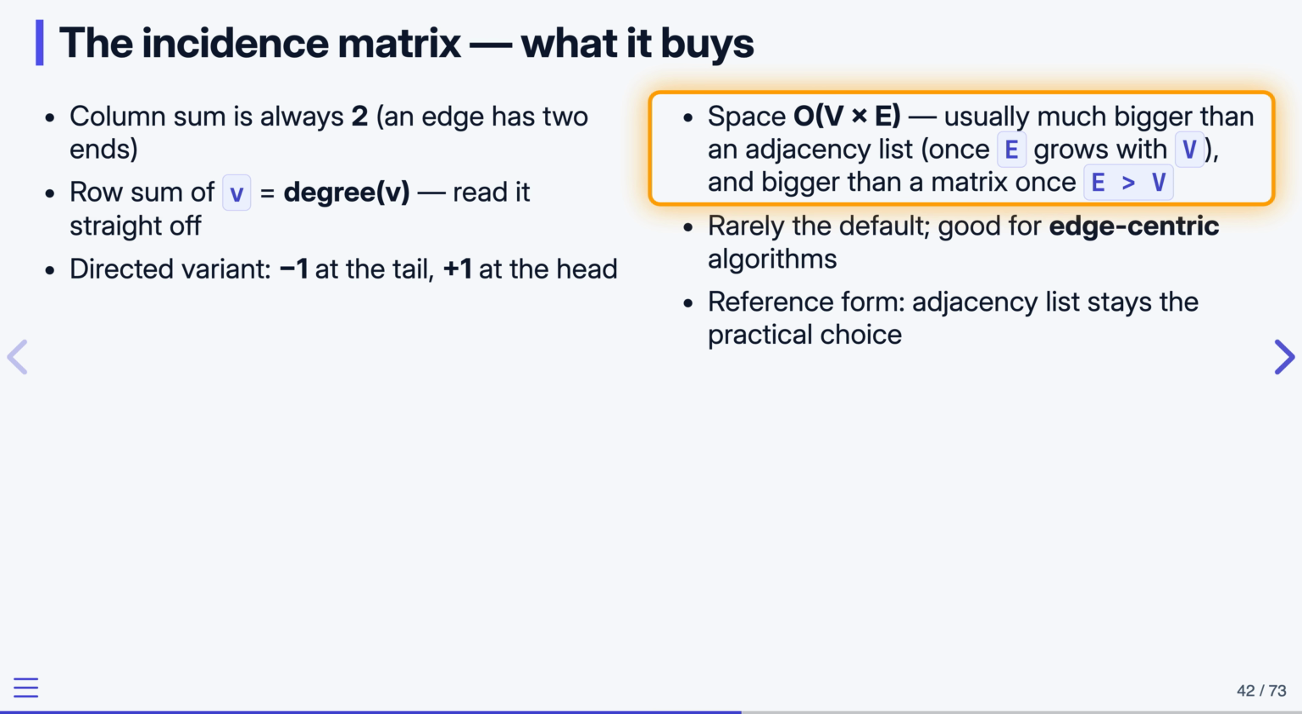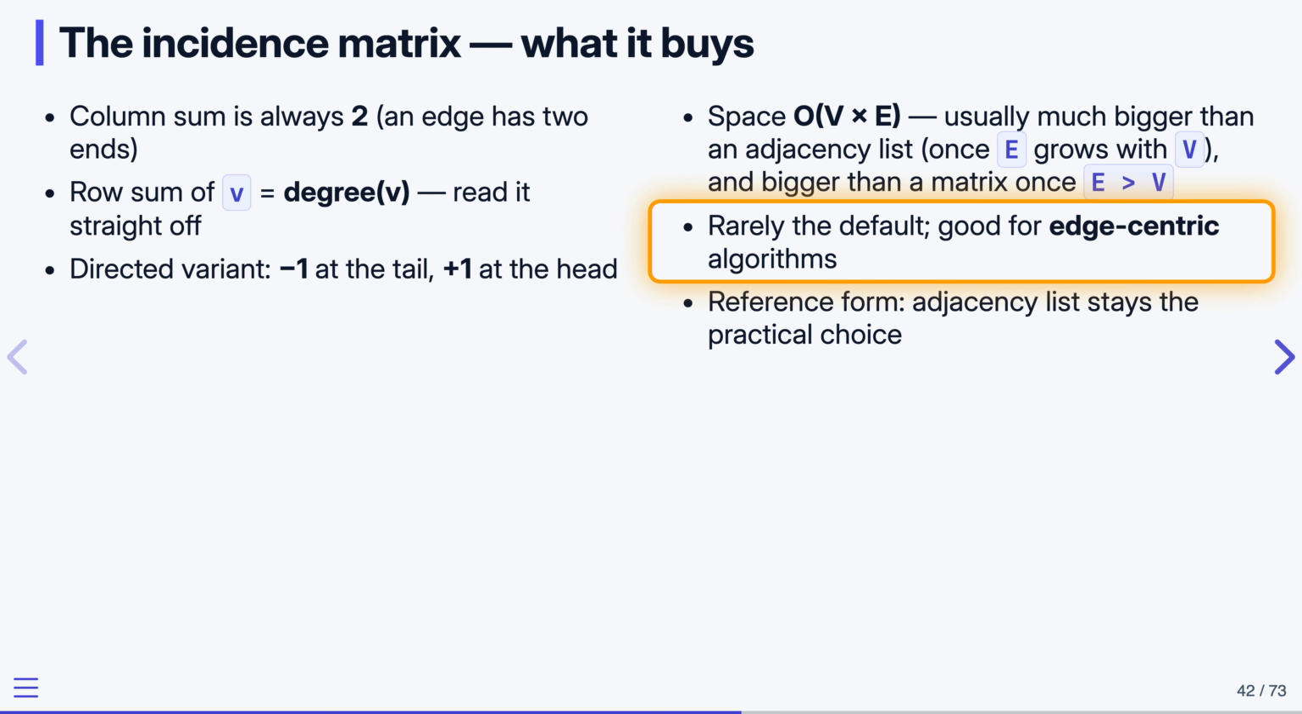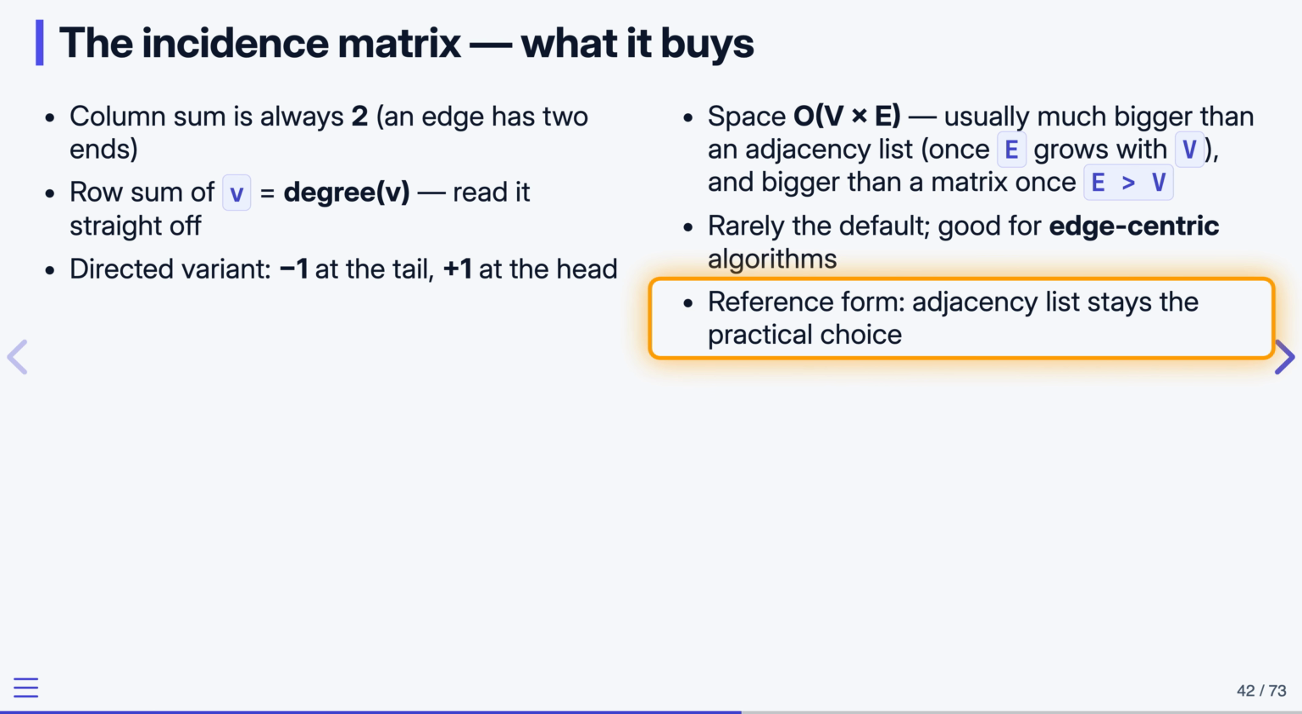Now the cost. This form uses big O of V times E space. When the number of edges grows with the number of vertices, that is far bigger than an adjacency list. And it is bigger than an adjacency matrix once E exceeds V. So it is rarely the default. It is good mainly for edge-centered algorithms, where the edge is the thing you iterate over. For our work, the adjacency list stays the practical choice.